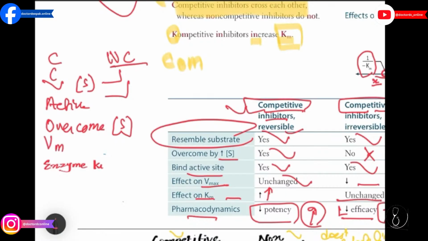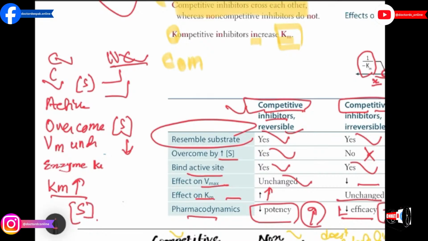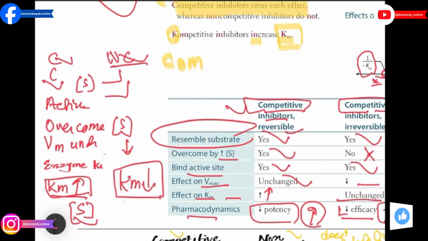The maximum velocity, Vmax, remains unchanged in competitive inhibitors, but in non-competitive it will be decreased. In competitive inhibitors, the Km is higher because we increase the substrate concentration to overcome the inhibitor. In non-competitive inhibitors, the Km will remain unchanged. Okay?